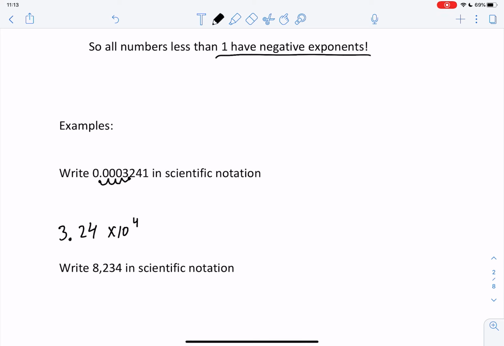Next, we need to figure out, okay, this was a really small number. And in this case, we went left to right. We know really small numbers have a negative exponent. So it's 3.24 times 10 to the negative 4. Okay. Let's do another one.